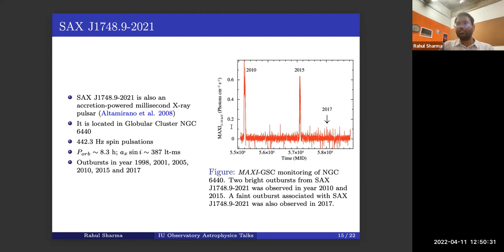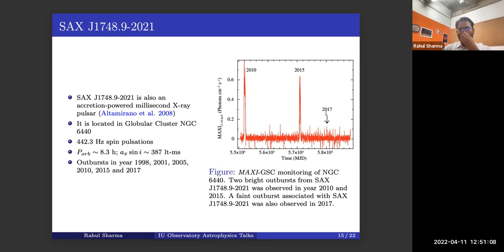So coming to the next source, which is SAX J1748.9-2021. It is also a different AMXP. This source is located in the globular cluster NGC 6440. It shows pulsation at 442 hertz, and it has an orbital period around 8 hours, and a projected semi-major axis of 387 light seconds. It has also shown multiple outbursts. It is the second source which has shown more than 5 outbursts.